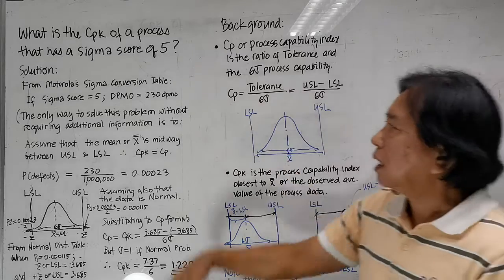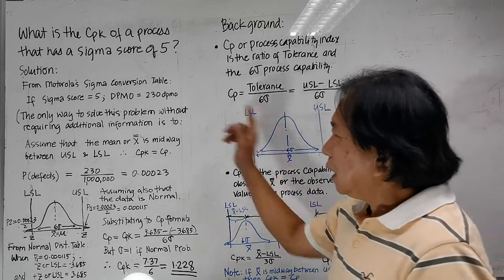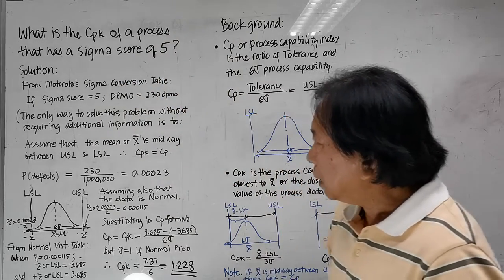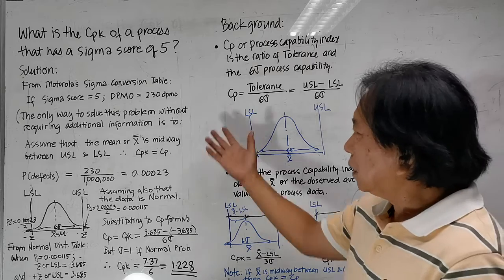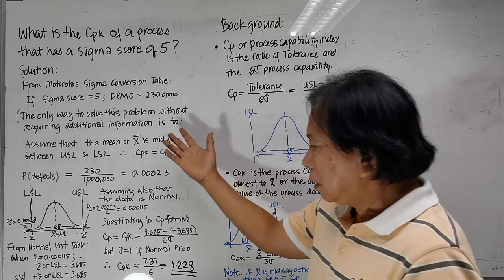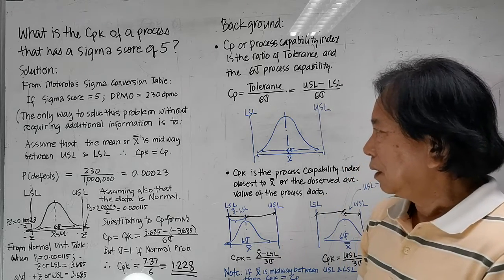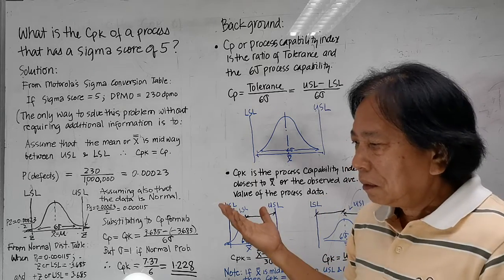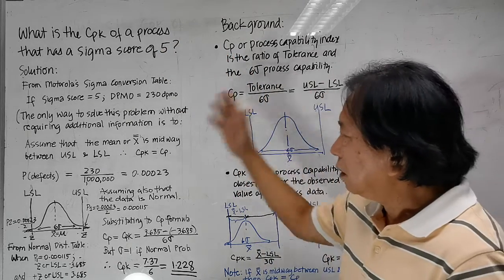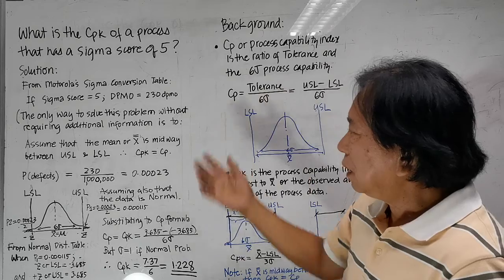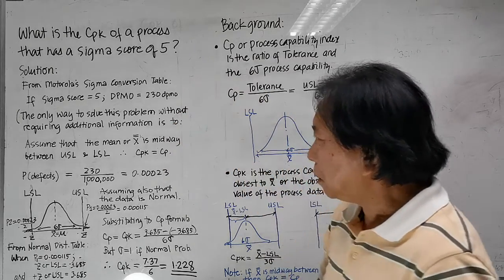Now let's go back to the solution. It seems that this particular problem has only one way to solve it. And this solution doesn't require additional information. Otherwise, you will need some more information to solve a problem like this. This is the only solution, a unique solution that is possible for solving this kind of problem.